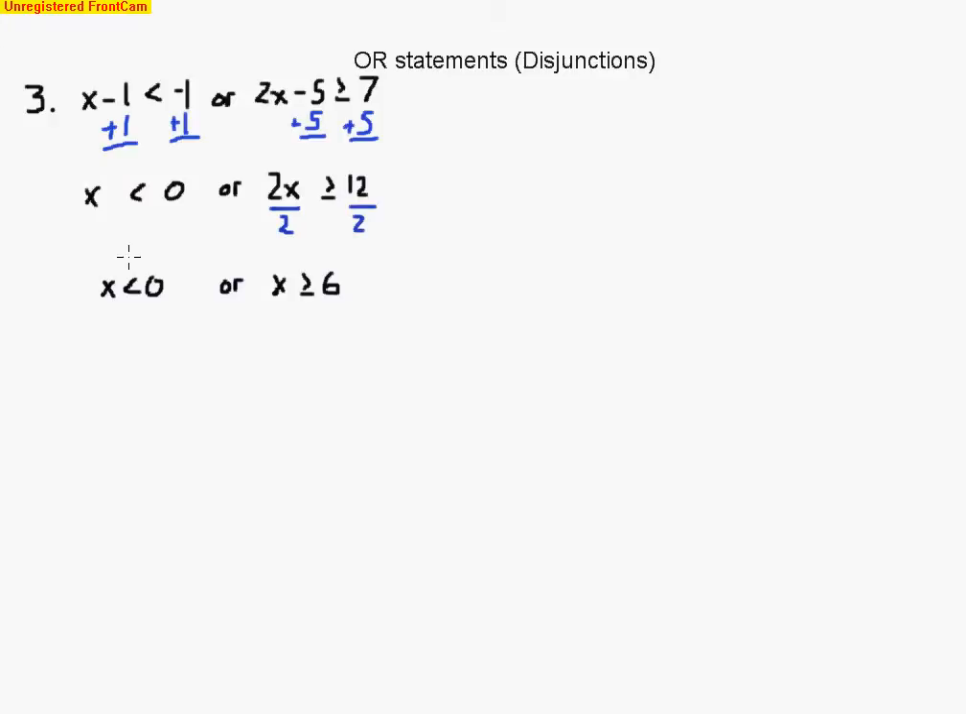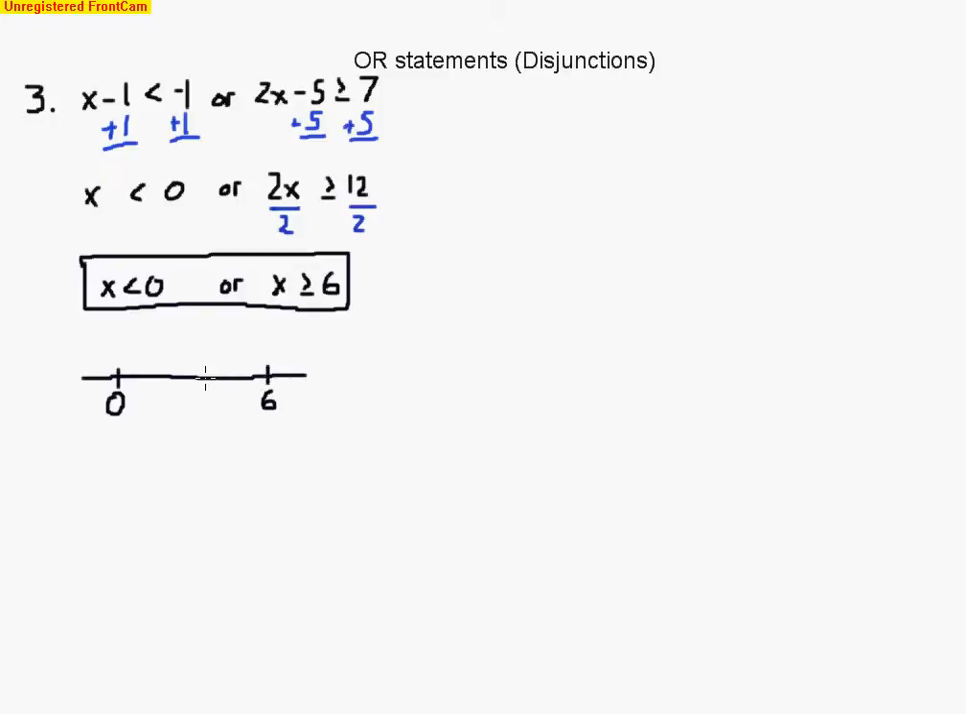So this is our solution. These are all the possible answers. x is less than 0, or x is greater than or equal to 6. But to better understand that, oftentimes with these types of problems, we graph the solutions. So we'll put the 0 and the 6 on the number line, and those give us our endpoints.